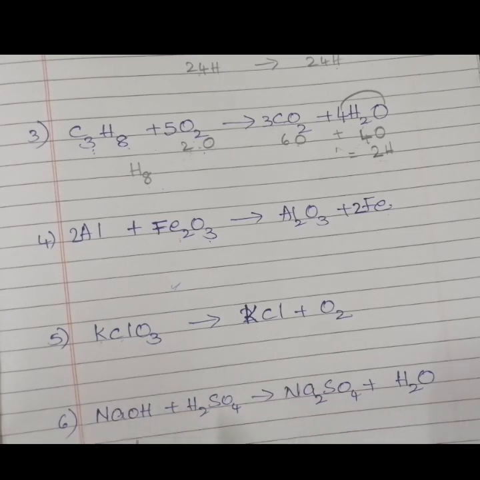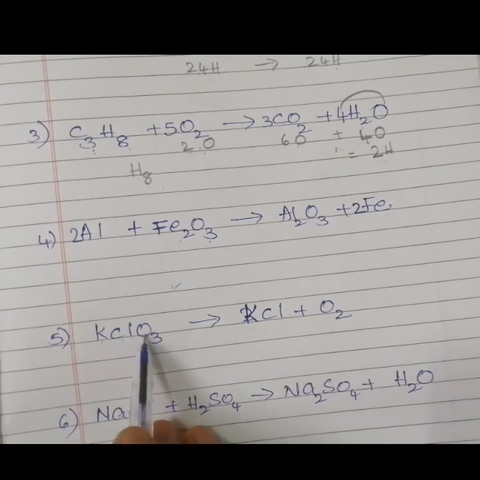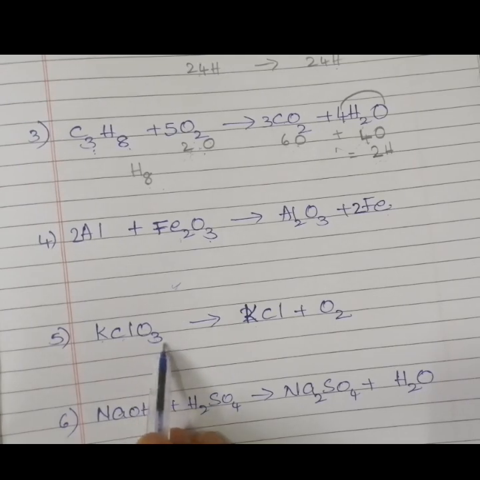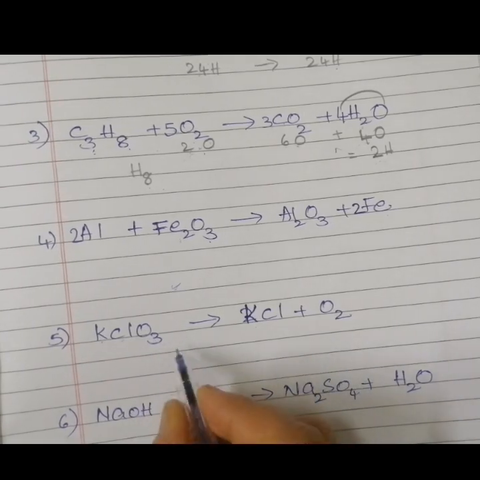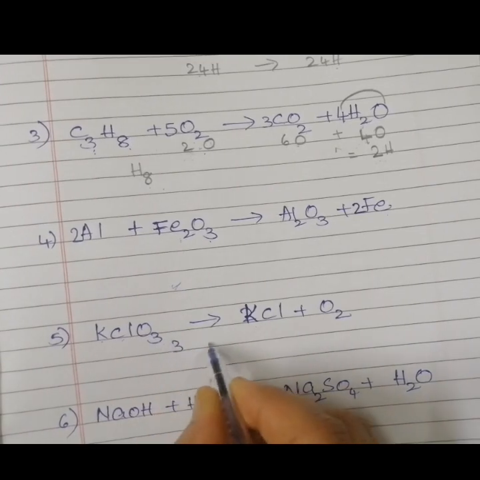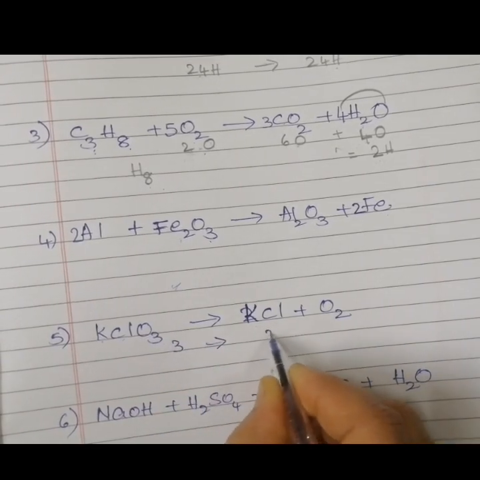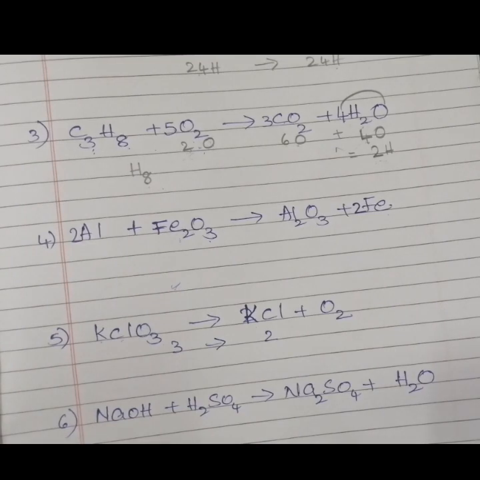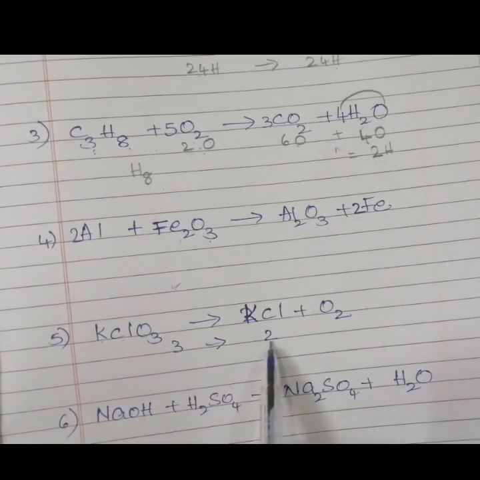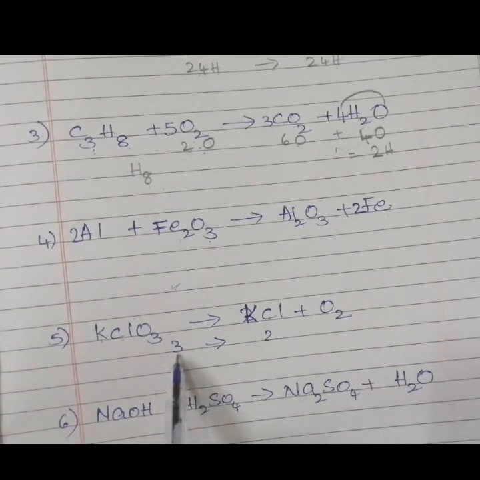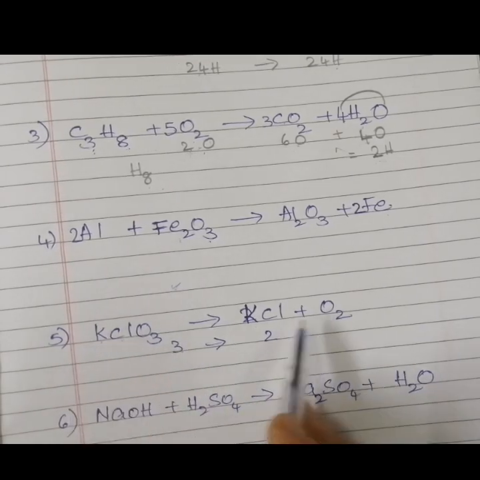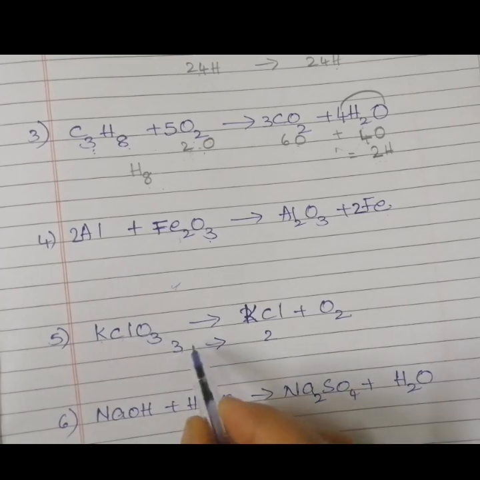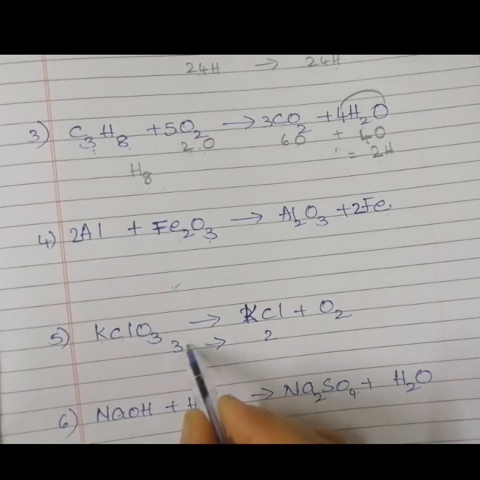So now we'll see the oxygen here. How many oxygens are there here? 3 oxygens are there here. How many oxygens are there here? 2 oxygens are there here. Now what we have to do here, the odd, here the even. We have to take a number that should balance here also. So I will try to take here 2.